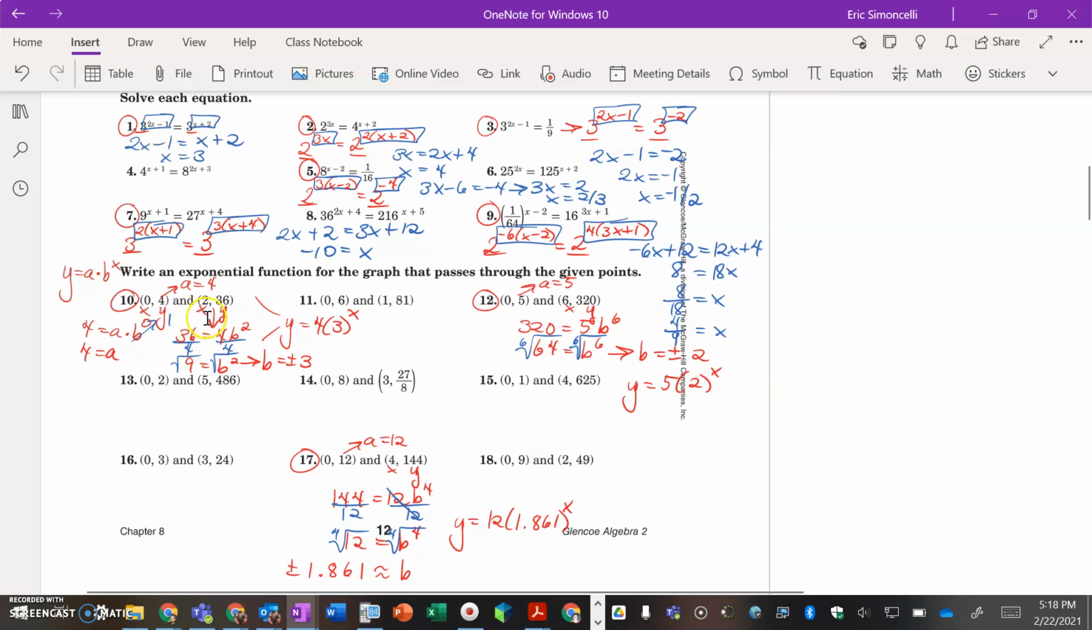The second equation we set up uses this y, so 36, there it is, equals 4, which is again now your a value, times b to the second, which is the x coordinate, right? So b to the second.